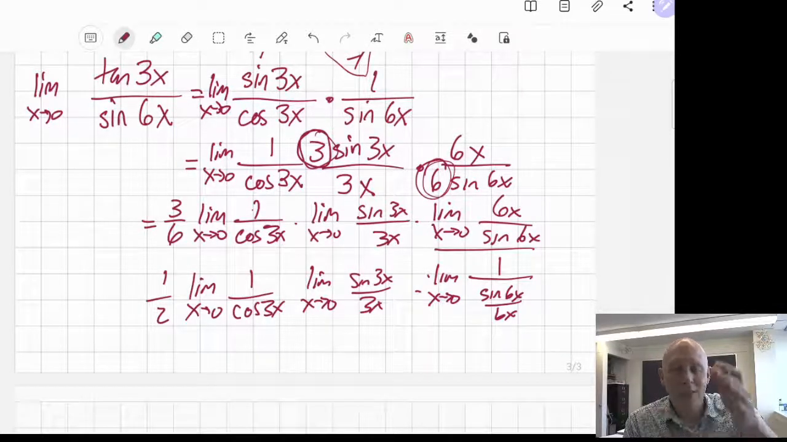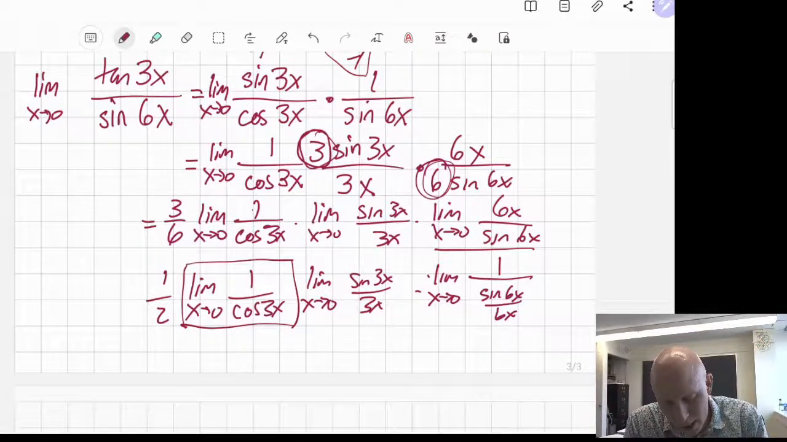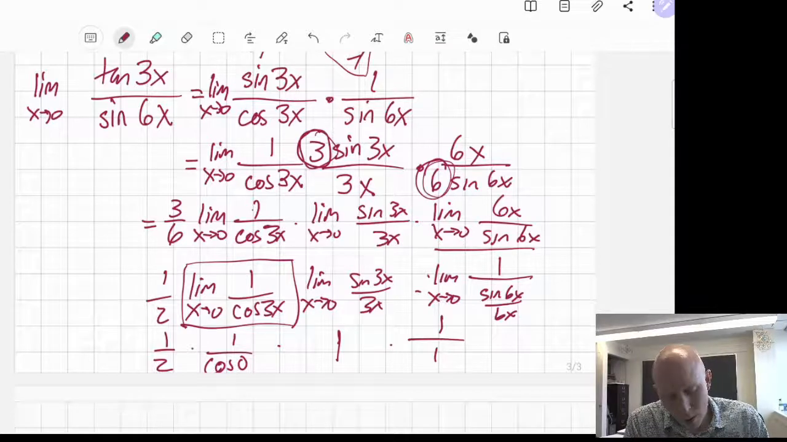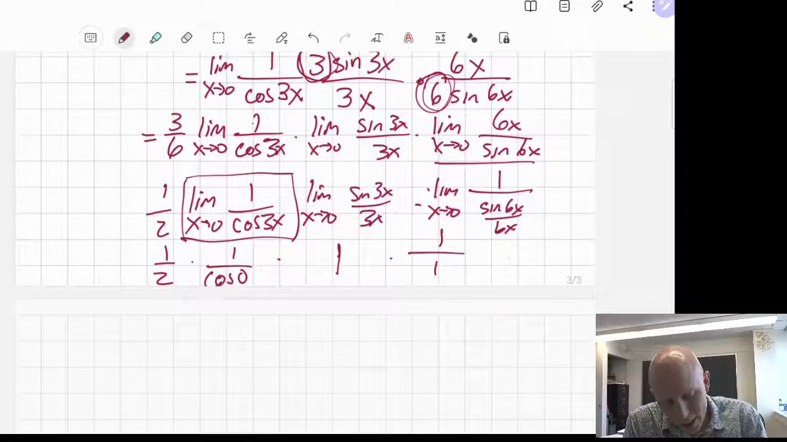Okay, now each of these limits we can do. When x equals 0, we can plug this in. We get 1 divided by cosine of 0, which is 1. The limit as x goes to 0 of sine of 3x over 3x is also equal to 1. And then the limit as x goes to 0 of the last one is 1 divided by 1. So the final answer is 1/2.